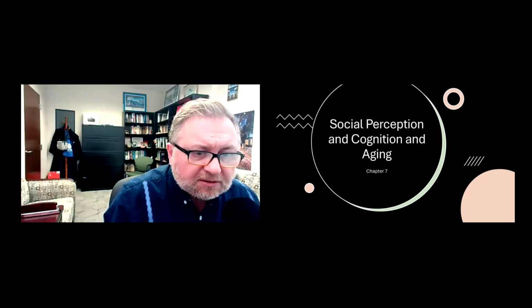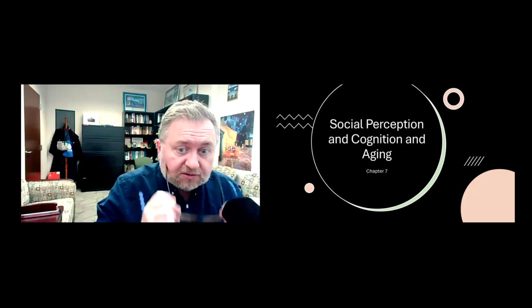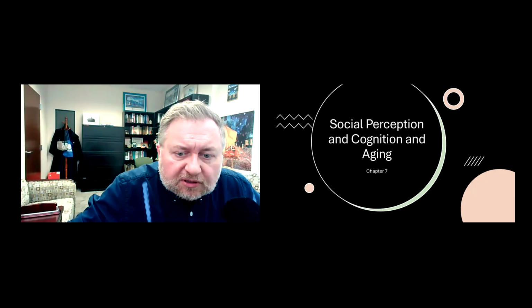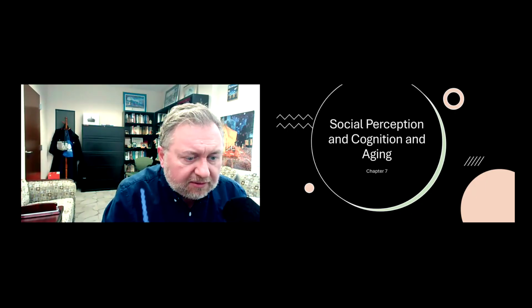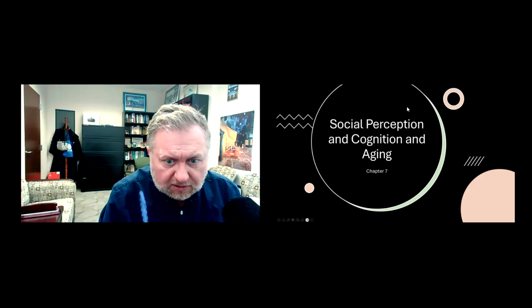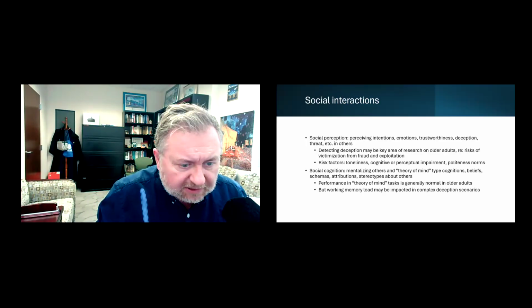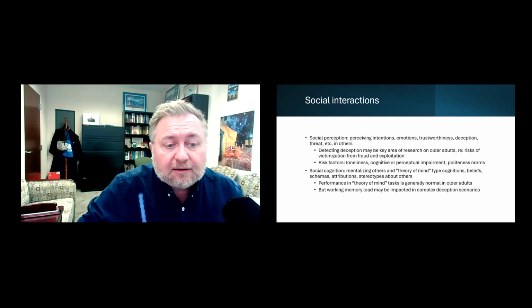Hi. As we continue on in the Psych of Aging course, we are still talking about social topics related to aging, social perception and cognition. These are two topics here that extend a little bit beyond some of the ideas related to our sense of self and narrowing social world that we've talked about previously.